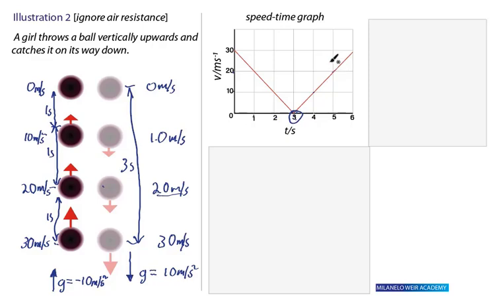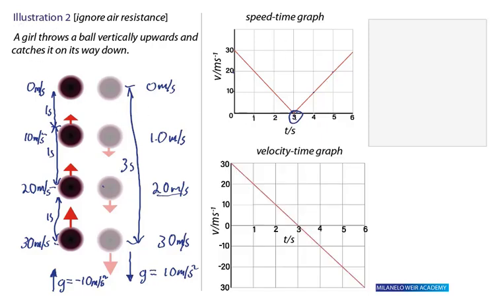Let's look at the velocity-time graph. How do they differ? Well, here is our velocity-time graph. One difference that needs to be noted here is the negative values. There should be a negative value here, negative 30. The negative values tell us the direction. The negative values are purely directional.